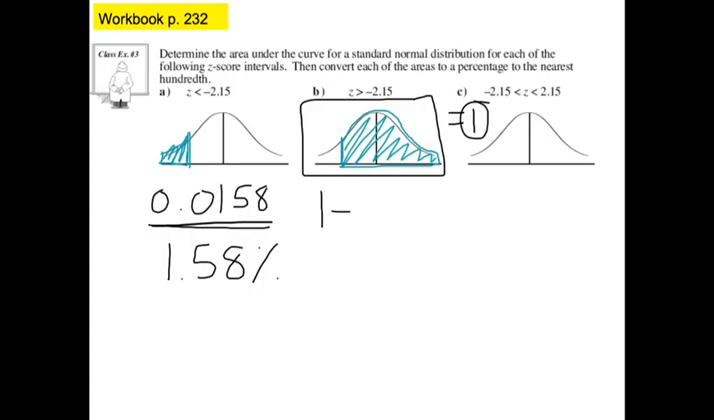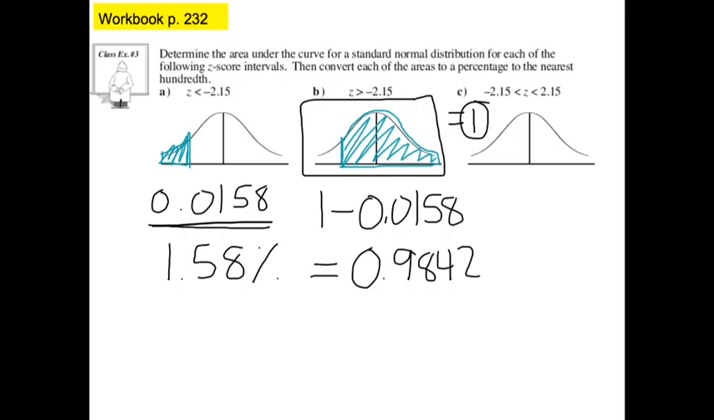So 1 minus 0.0158, and what you're going to get is 0.9842. And if you turn that into a percent, you times it by 100 and you get 98.42%.